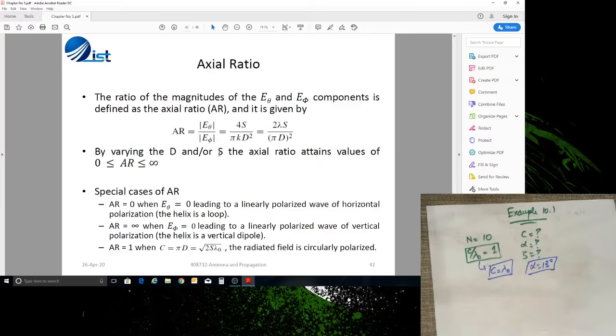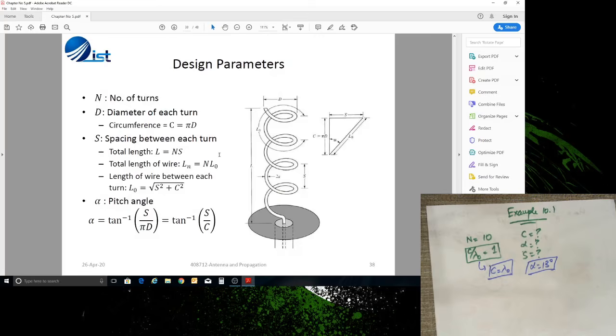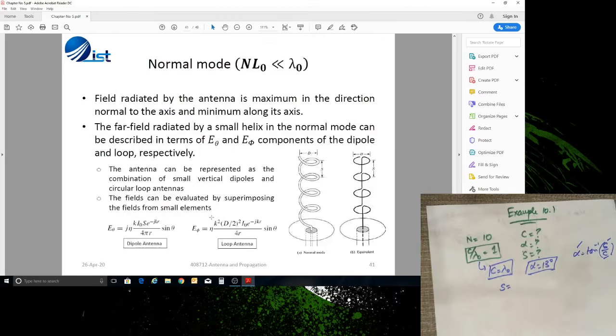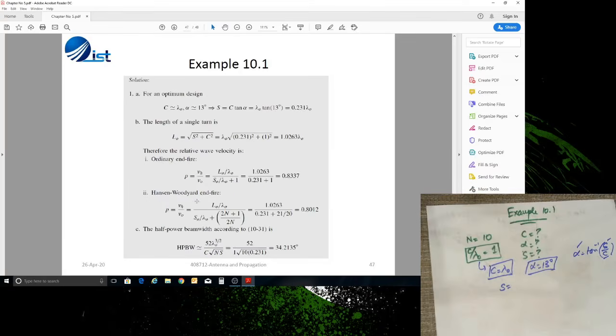ठीक है, और the third thing is the separation between the turns. So if you go back to the first slide about helical antenna, here you can see जो pitch angle है it is actually in terms of spacing S and circumference C. So we know alpha is tan inverse S by C, और अगर alpha पता है we already know what C is, we can find S from it. So using this relationship we can find S as, if we go to the solution, S comes out to be 0.231 lambda naught.